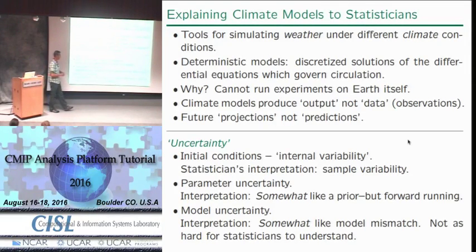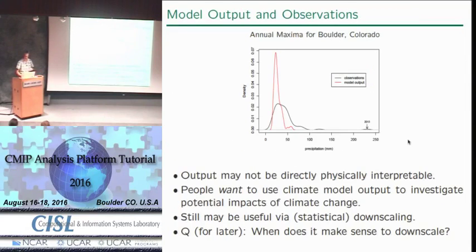And then, of course, there's model uncertainty, and this was very much the focus, I believe, of Ben's talk just prior to this, that NCAR's model is going to produce different output than Hadley's model. And this isn't so hard for a statistician to understand either, because I think it's somewhat like model mismatch. We know that any model you produce is going to be wrong, and so we're somewhat used to that, okay? So that's kind of the way I think of climate models.